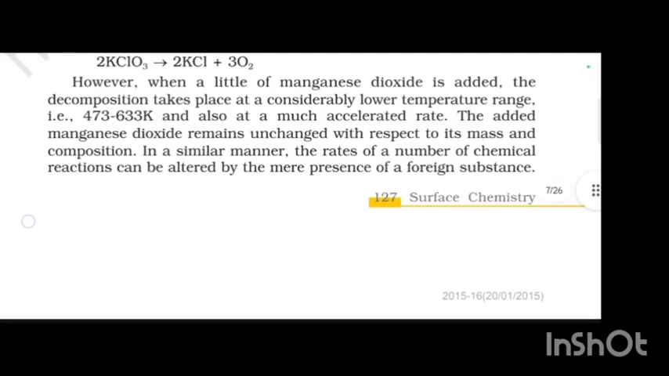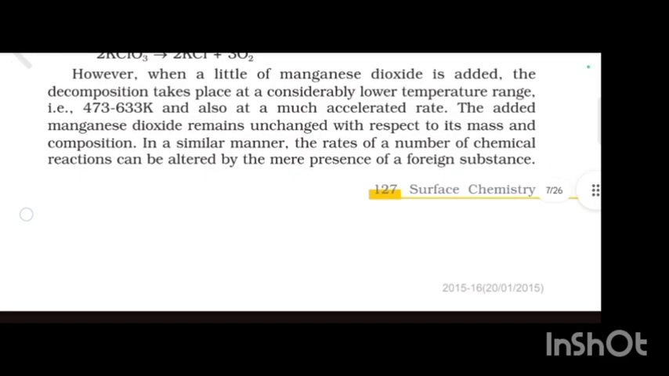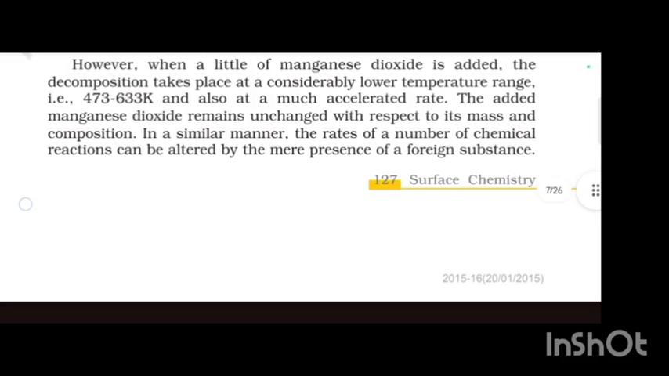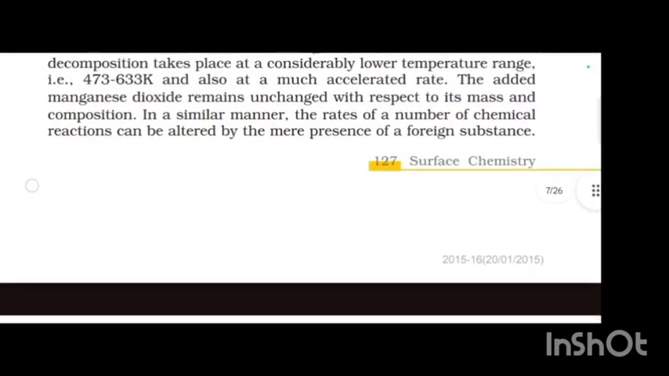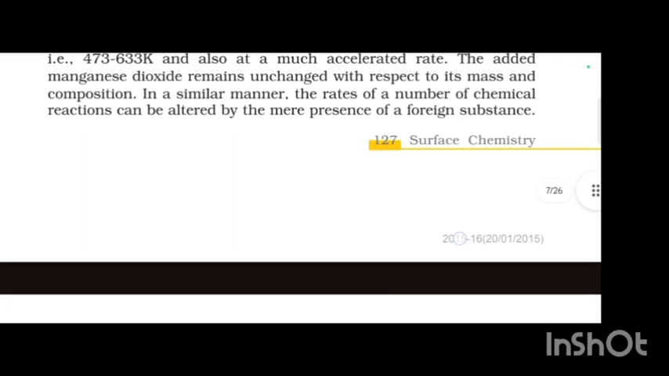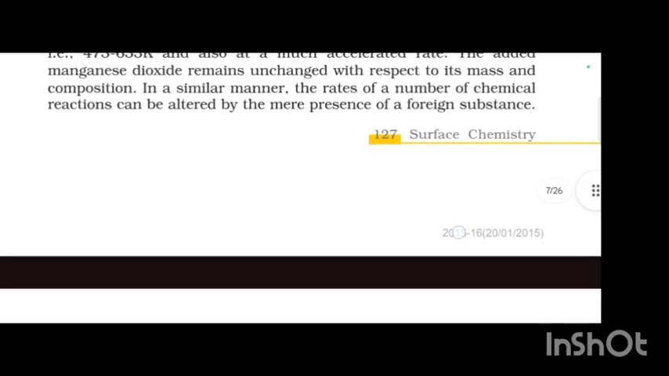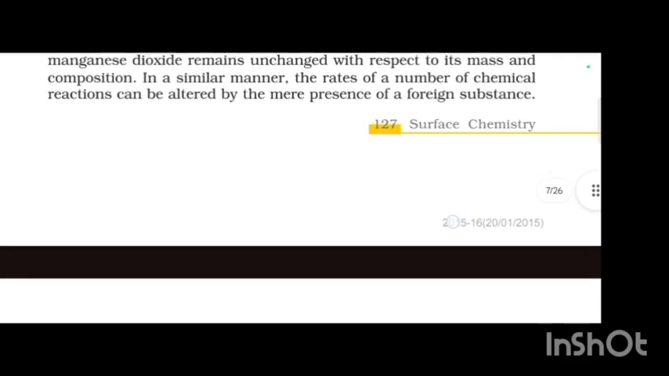However, when a little of manganese dioxide is added, the decomposition takes place at a considerably lower temperature range, that is 473 to 633 Kelvin, and also at a much accelerated rate. The added manganese dioxide remains unchanged with respect to its mass and composition. In a similar manner, the rates of a number of chemical reactions can be altered by the mere presence of a foreign substance.